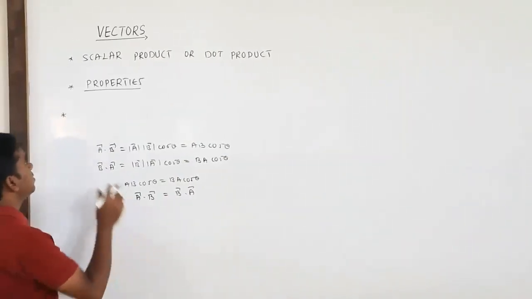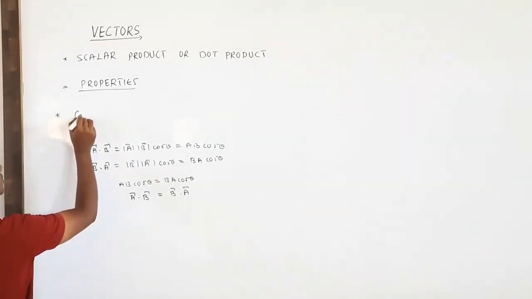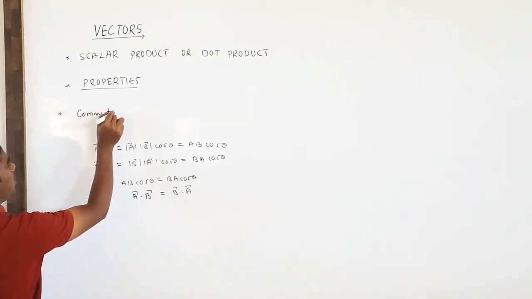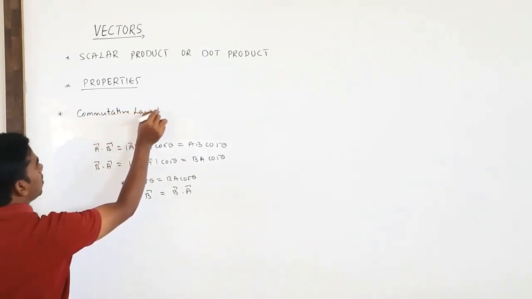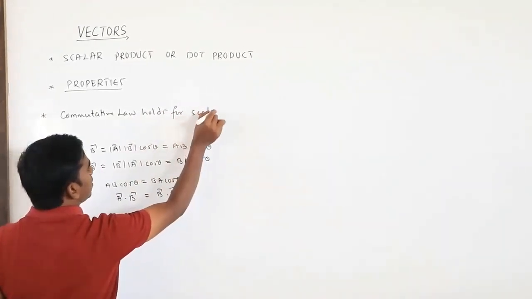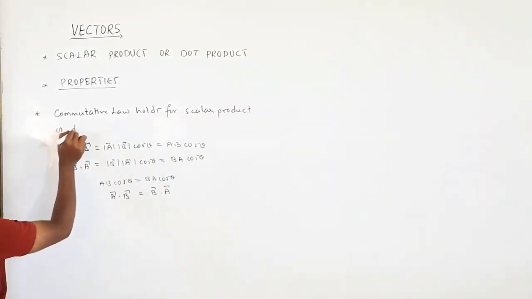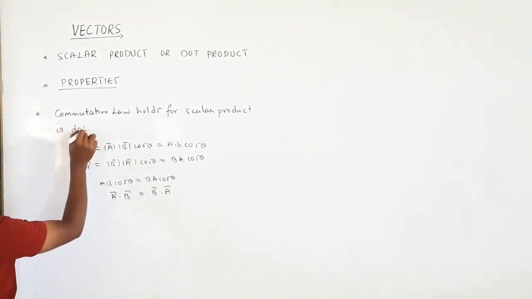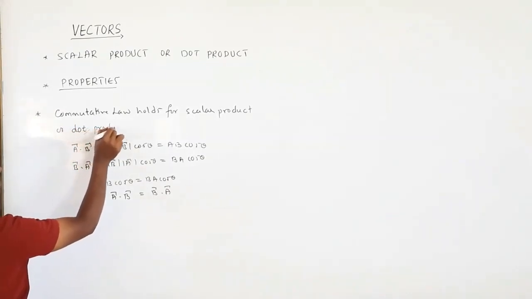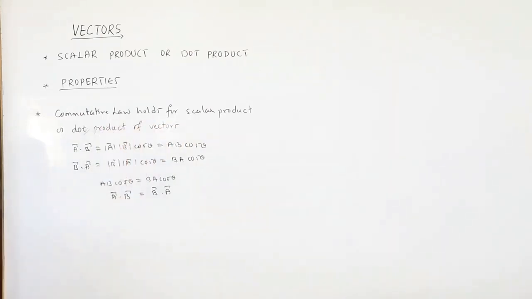Okay. So that means scalar product is commutative. Commutative law holds for scalar product or dot product of vectors. This is the first property. Okay, so let me go for the second property.